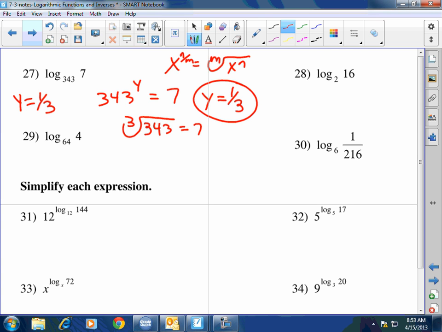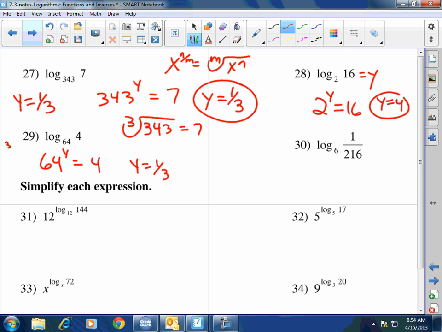Okay, thank you. 2 to what power equals 16? Y equals 4. Remember, there's a y there. They wanted you to evaluate it. 64 to what power equals 4? 1/3 again. Yes, y equals 1/3. Think about it, guys. The cube root of 64 equals 4. Okay?